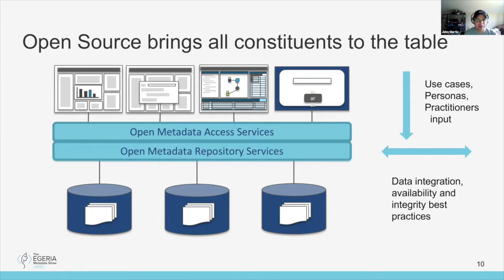And I think that's unique. If we're looking at why Egeria is open source, this is the unique value that can be driven. From what I've heard talking with people in this project and with people in the industry, it's been a missing ingredient. And this is a way that we can help drive a lot of this forward.